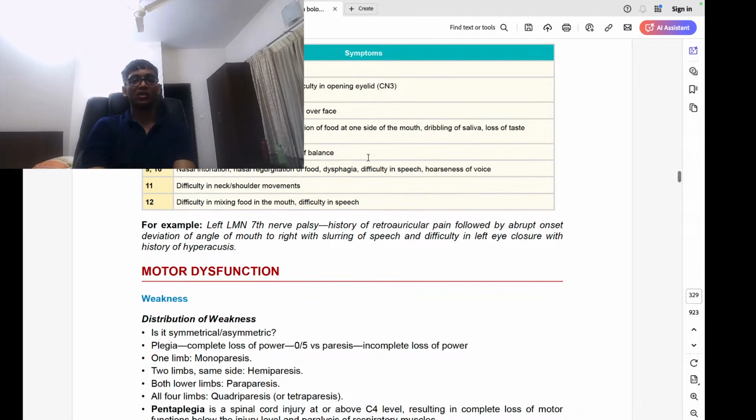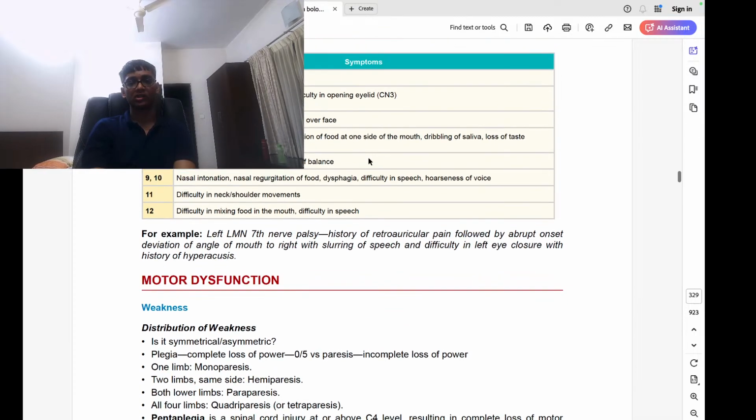So, for example, left lower motor neuron seventh nerve palsy, history of retroauricular pain, followed by abrupt onset, deviation of angle of mouth to the right with slurring of speech and difficulty in left eye closure with history of hyperacusis.